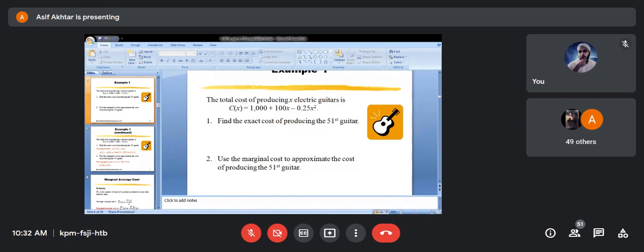So what is our approach? The approach is to calculate the total cost of manufacturing 51 guitars. How do I calculate it? I will put the value of x equal to 51 in the cost function. Now calculate the total cost of manufacturing 50 guitars. In order to calculate the total cost of 50 guitars, replace x equal to 50.